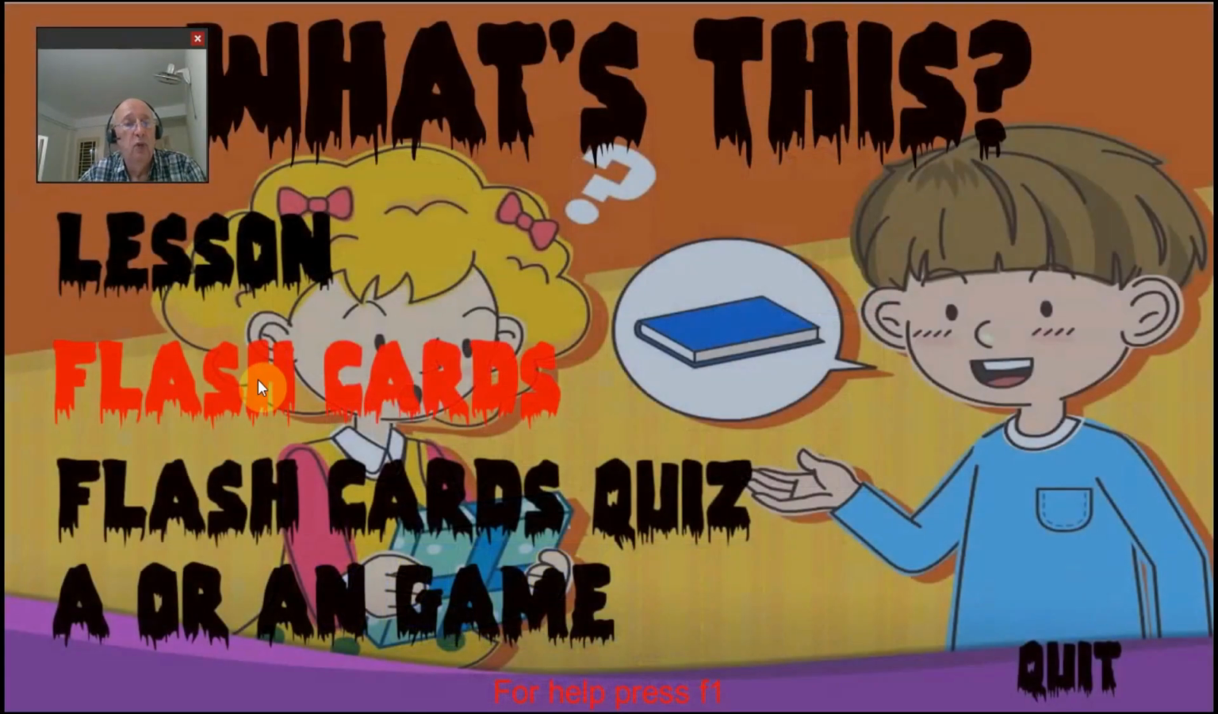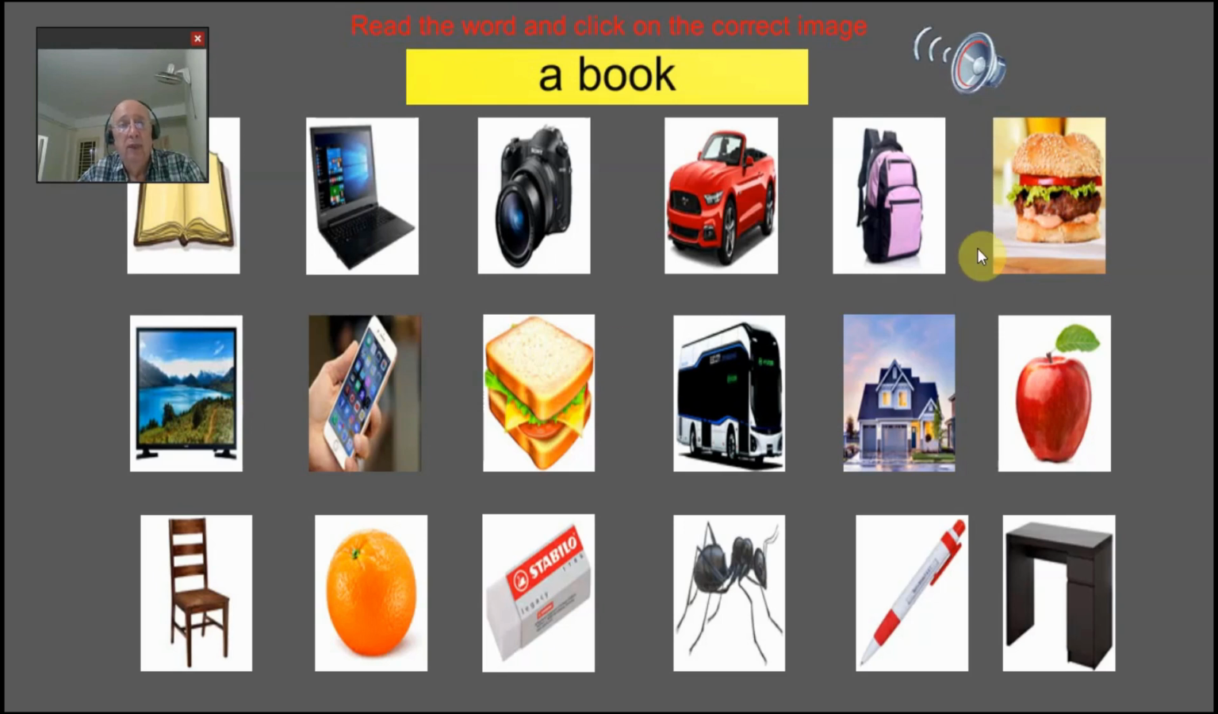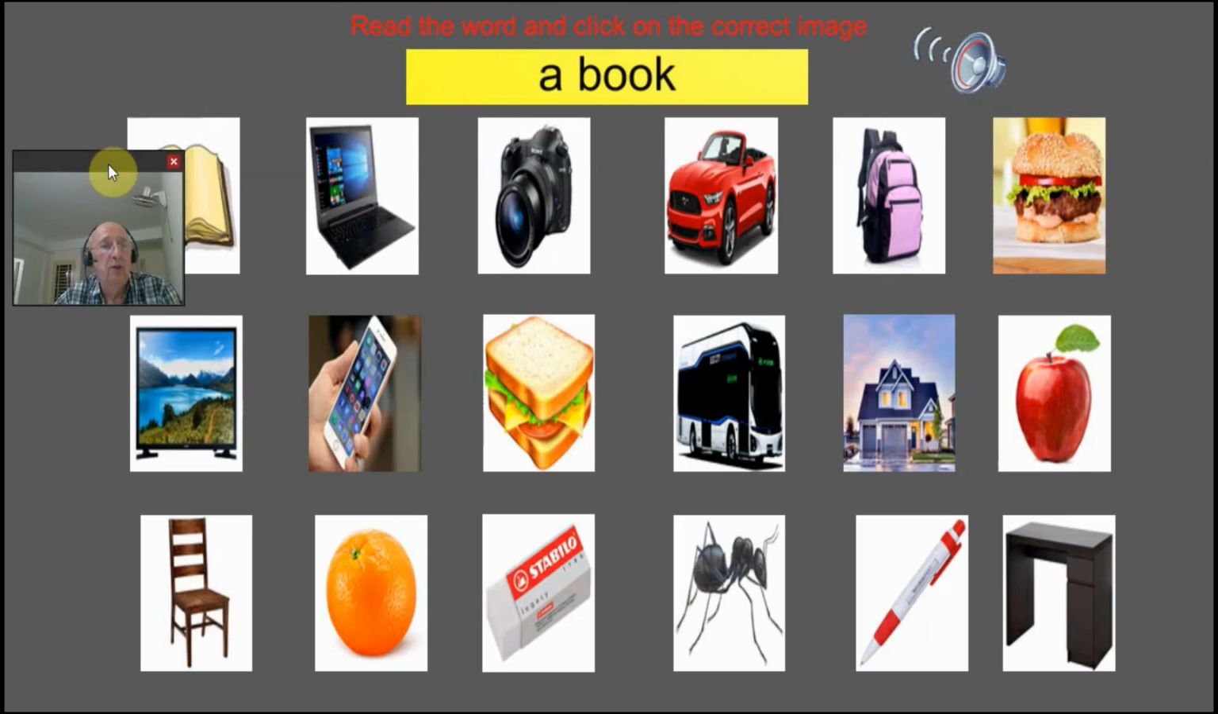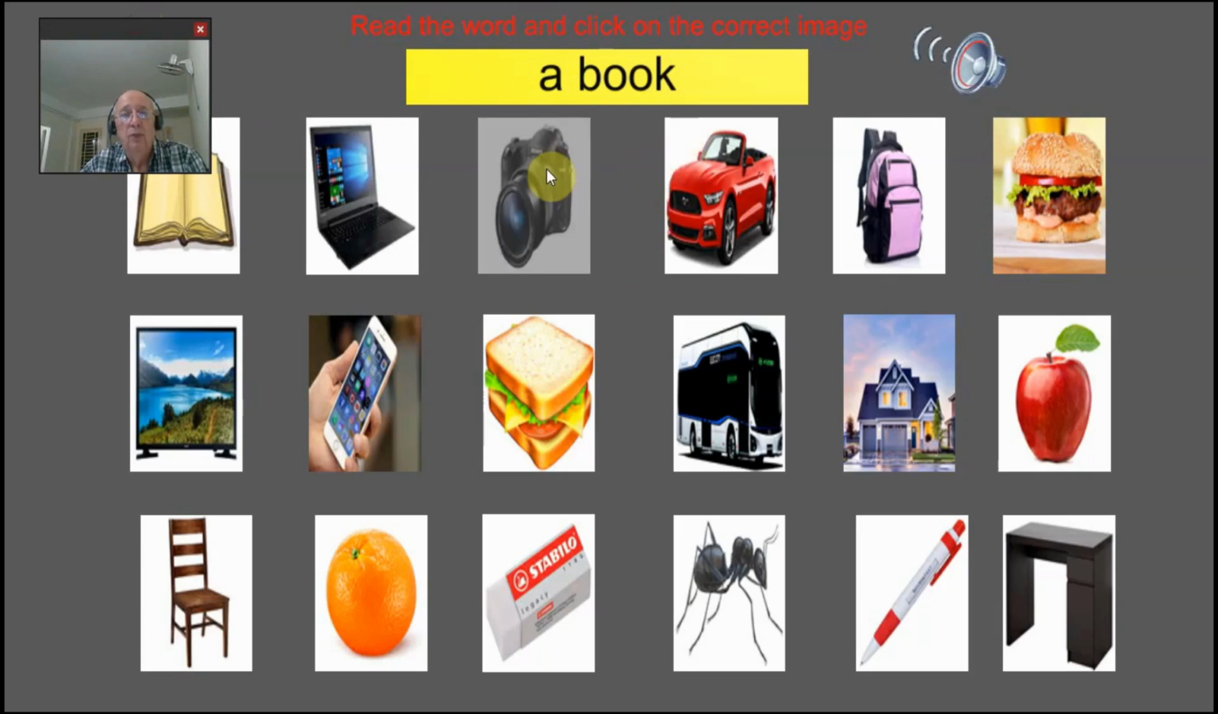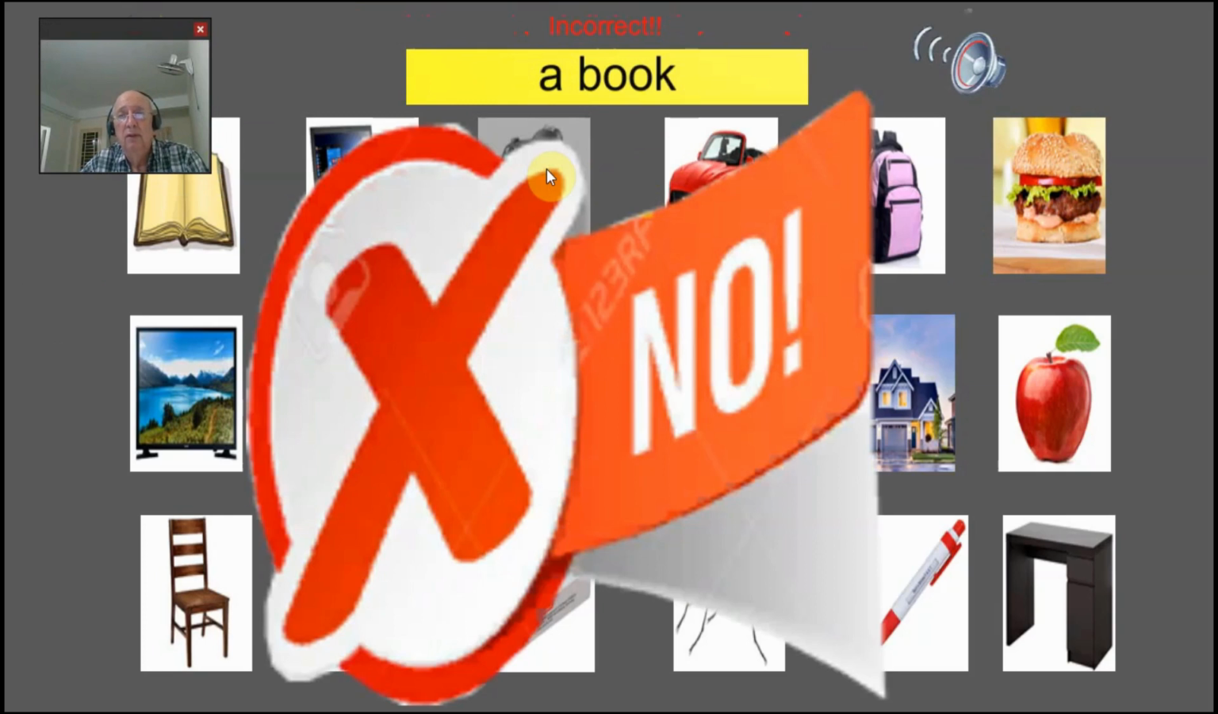Right, now the flashcard quiz. So what's going to happen here, basically, let's just click there. Oh, I must move this here. Book. Click on the right image. What has gone wrong here? Something has gone wrong. Escape. Oops, what has gone wrong here? Oh no.